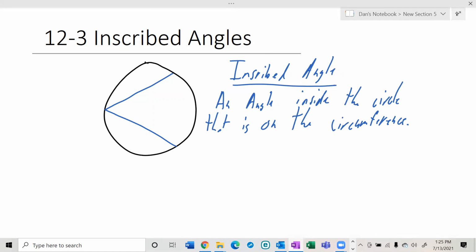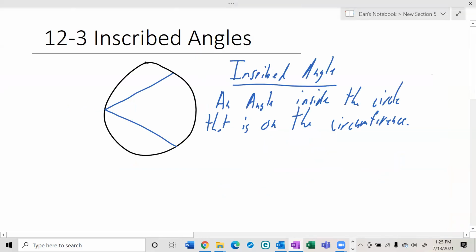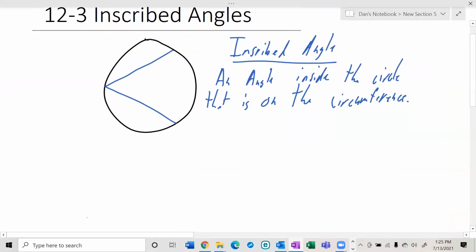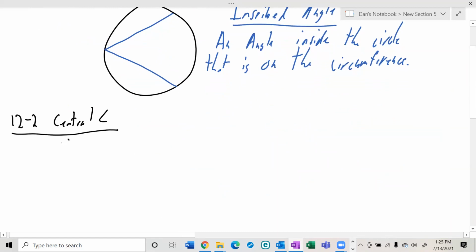Then I'm going to compare these inscribed angles with the central angles from the last one. These are the two that go together. So this is a quick review from 12.2. This is the central angle. It's in the center, and we said the angle is equal to the arc. That's what we just did.